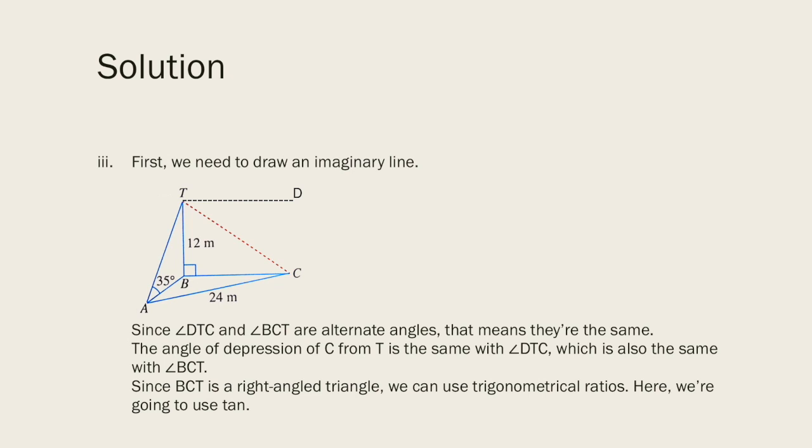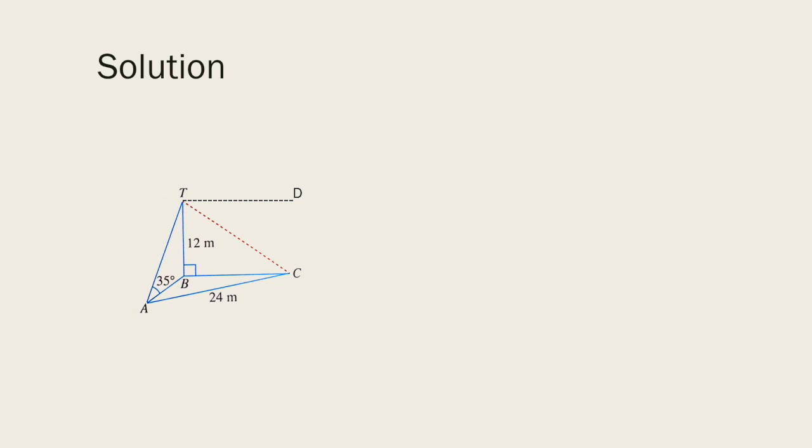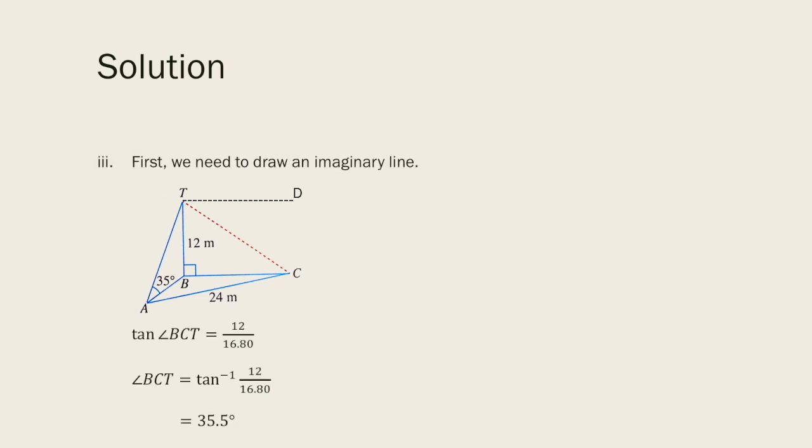So now we have found the length of the line BC. That means we can find the angle BCT using tangent. Tangent BCT equals 12 over 16.8, which is the length that we found. BCT is then equal to 35.5 degrees.